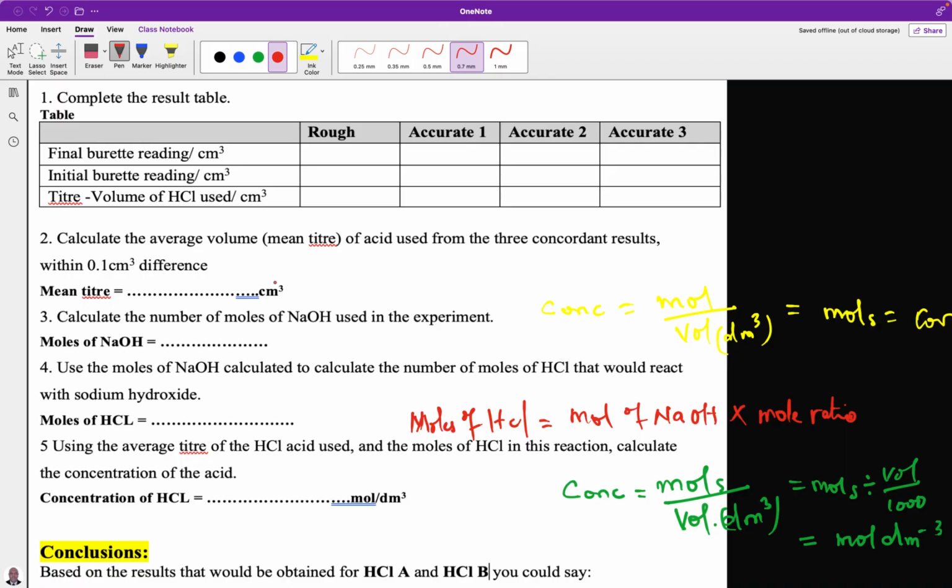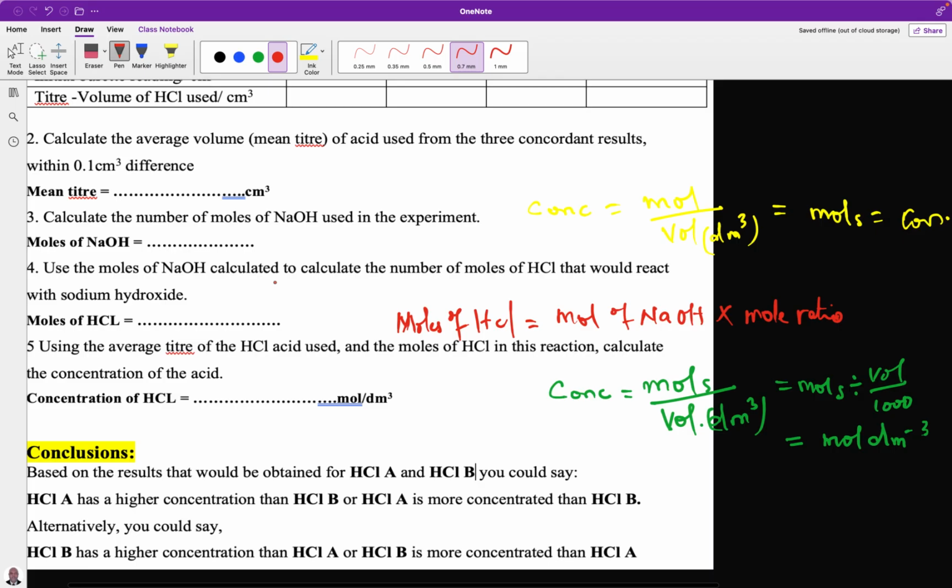Acid-base titration. From the balanced equation, you will know the mole ratio. Use the number of moles of sodium hydroxide times the mole ratio based on the balanced equation to get the moles of the acid. When you have the moles of the acid, we have a relation: concentration equals the moles divided by the volume in dm cube.